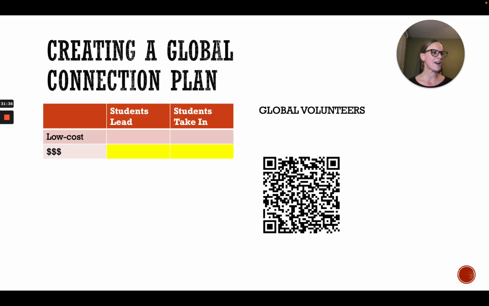Next, we are coming into ideas that might have a little bit bigger initial cost, but also you can do those micro donations and try to create scholarships, full or partial, to help students. Global Volunteers is an excellent organization.